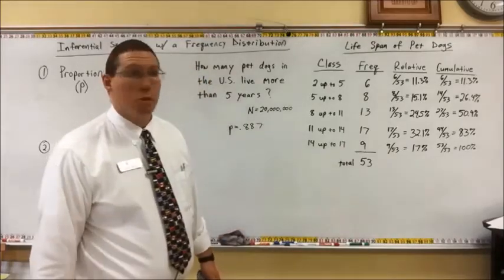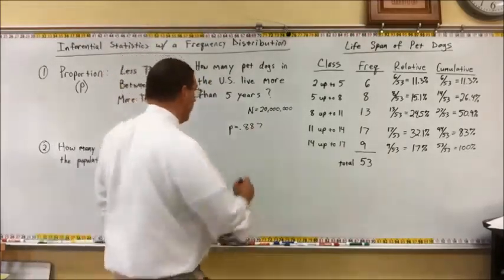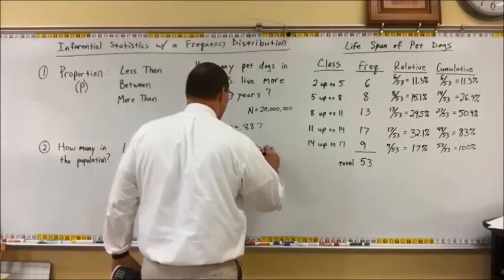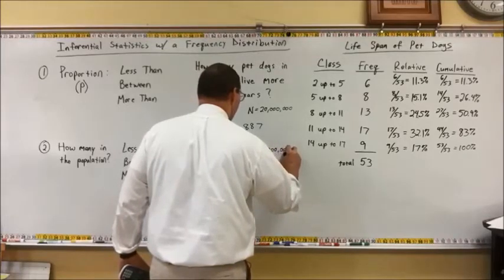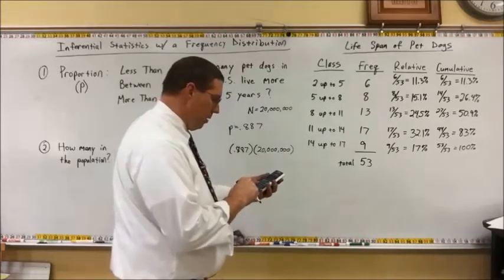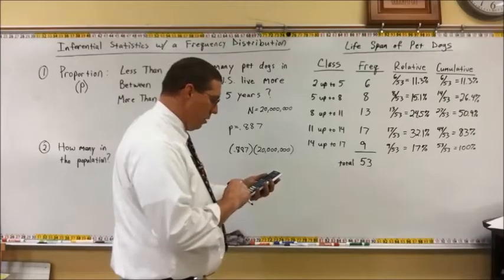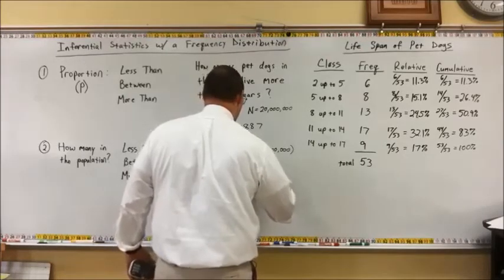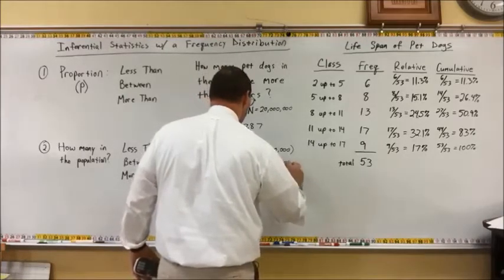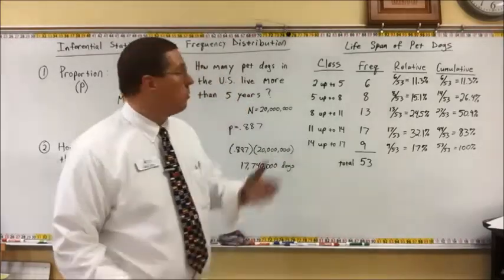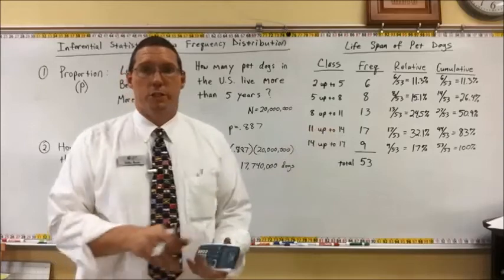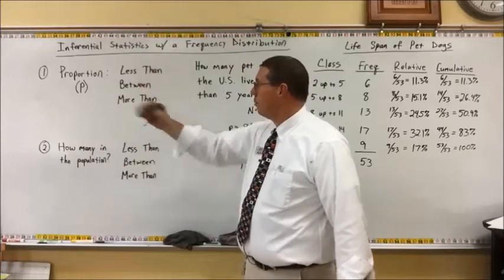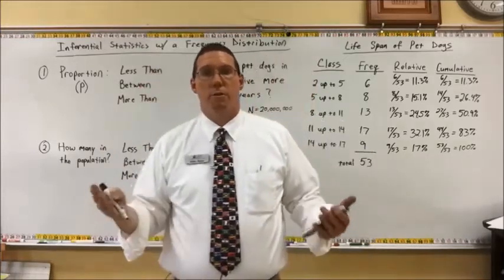Now just multiply that proportion times the population, which is 20 million. So 0.887 times 20 million is 17,740,000 dogs. And that is how you use a frequency distribution to answer questions about proportion and how many in the population are less than, in between, or more than certain numbers.